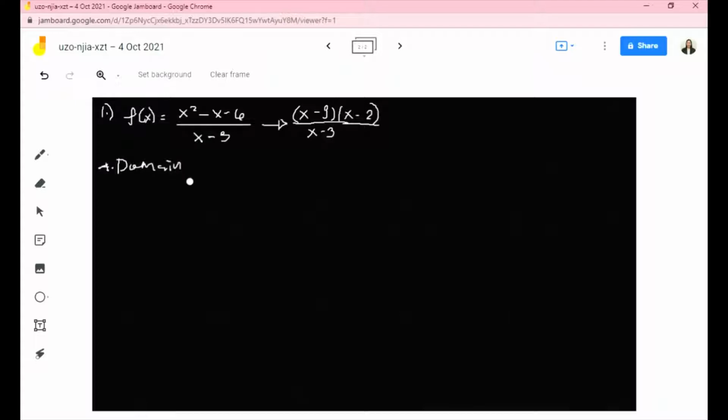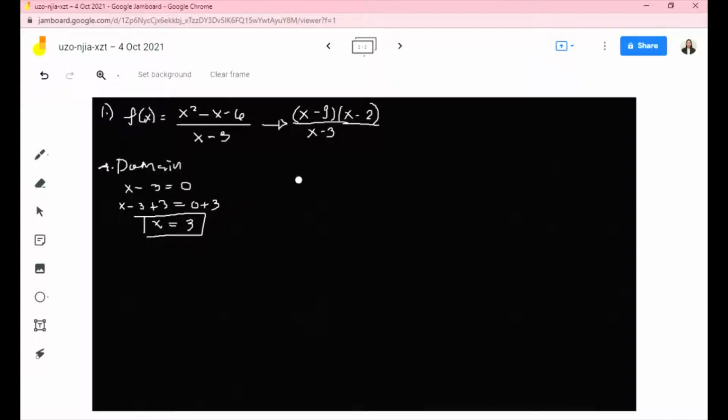Alright, the domain. So take out the denominator, that's x minus 3. You equate that to 0. Now we'll use the addition property of equality, or we'll have to add 3 to both sides. x minus 3 plus 3 is equal to 0 plus 3. This gives us x is equal to 3. Now this value of x is your restricted value.